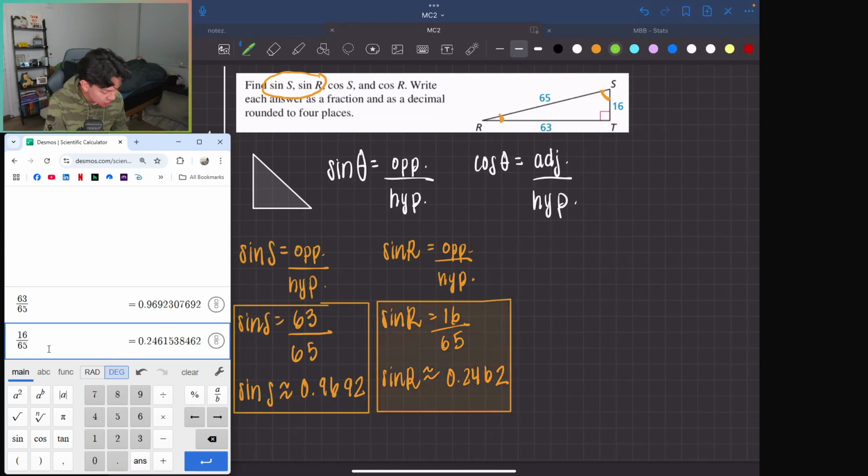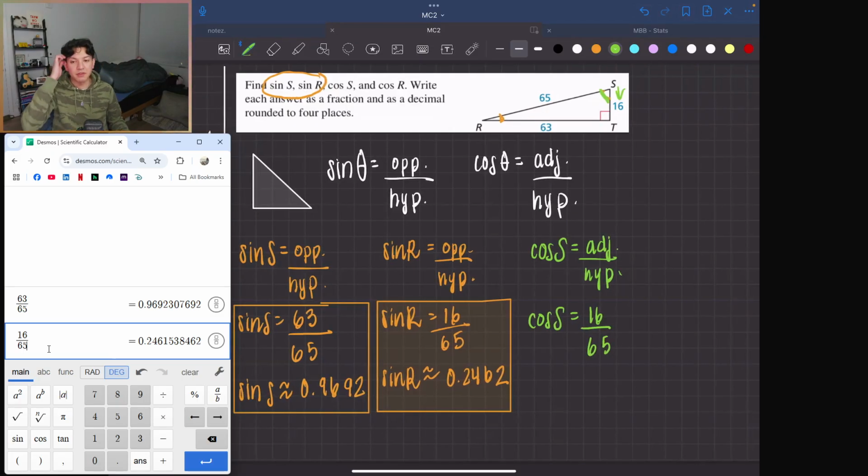All right, now let's try finding the cosine of S and the cosine of R. So the cosine of S is going to equal the adjacent over the hypotenuse. So the adjacent side over the hypotenuse. So cosine of S, so back to S. So what is the side that is adjacent or next to S? It is 16. So 16 over the hypotenuse of 65. We cannot simplify 16 over 65, so we'll leave it as is. So the cosine of S is going to approximate to, yet again, we already found out what 16 over 65 is. So 16 over 65 approximates to 0.2462.